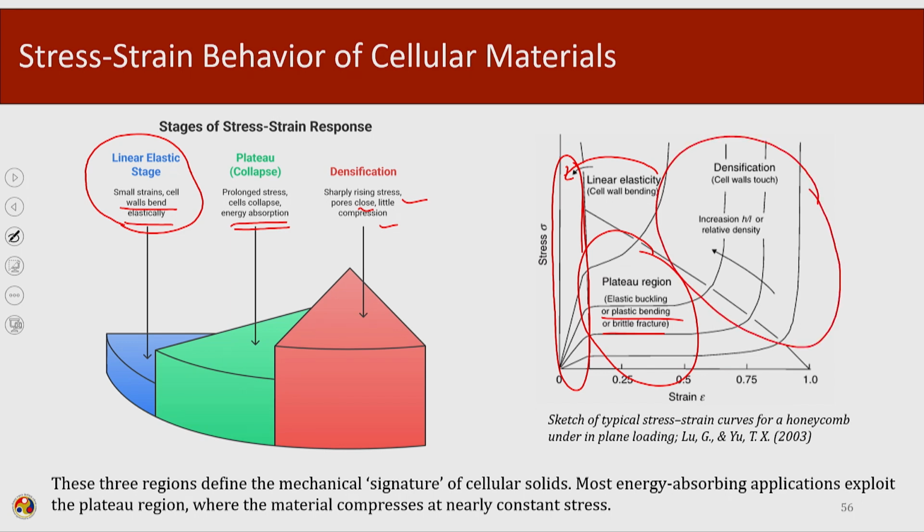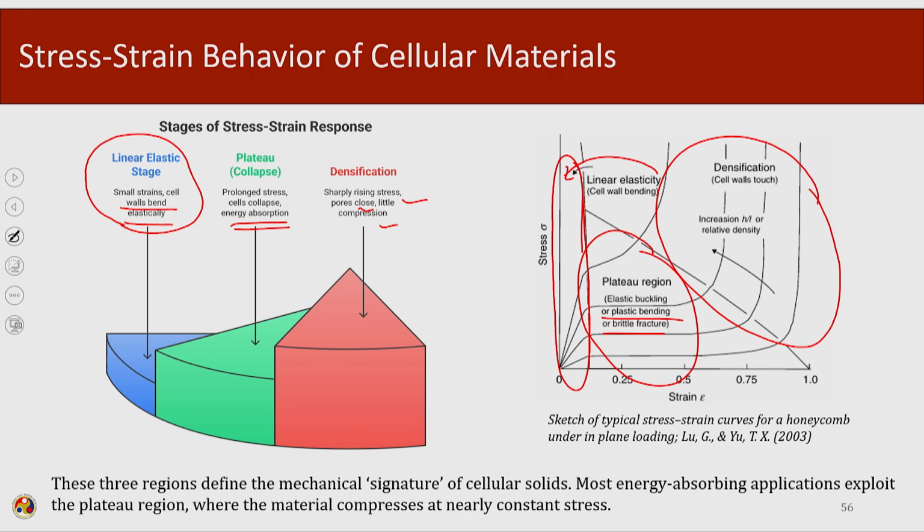So, this gives rise to an efficient energy absorbing material. You can see that the area under this curve is very large. So, the total energy absorption capacity of this material is large. This is a typical stress strain curve for a honeycomb system.